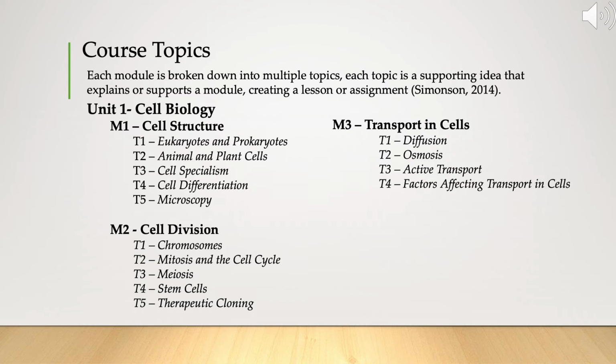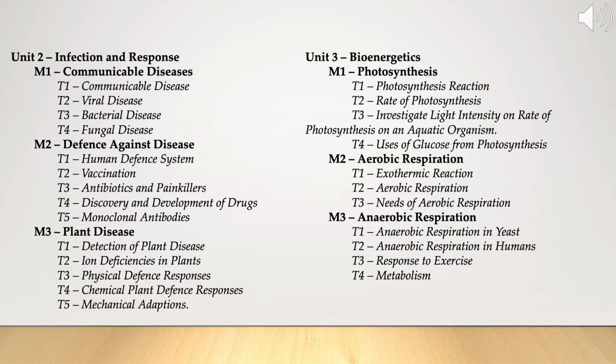And finally, we have the course topics. This is when each module is broken down into multiple topics, and each topic is supporting the idea that explains or supports a module, therefore creating a lesson or assignment. And each module will have 4 to 5 topics. Each topic I have included in the course follows the AQA specification and the Key Stage 4 National Curriculum for Science in the UK.